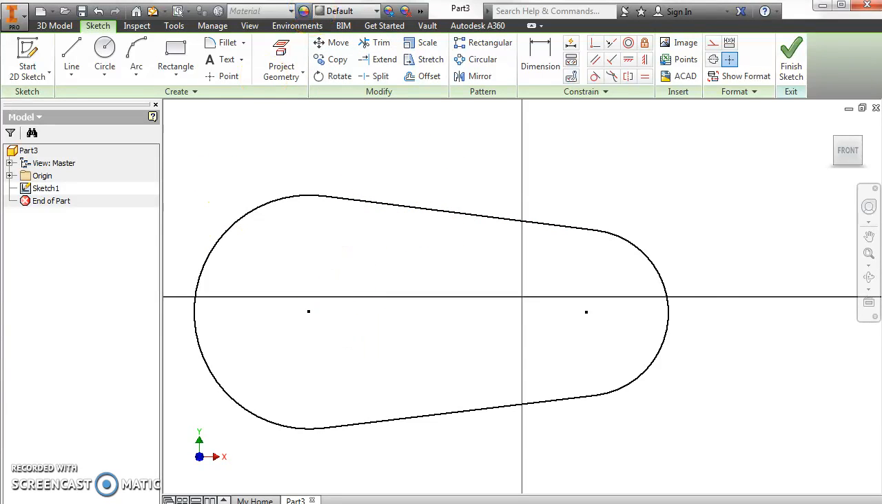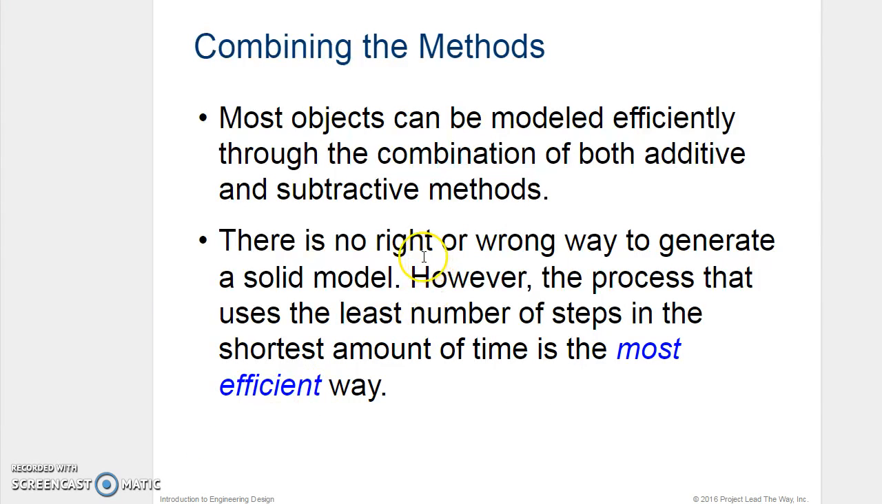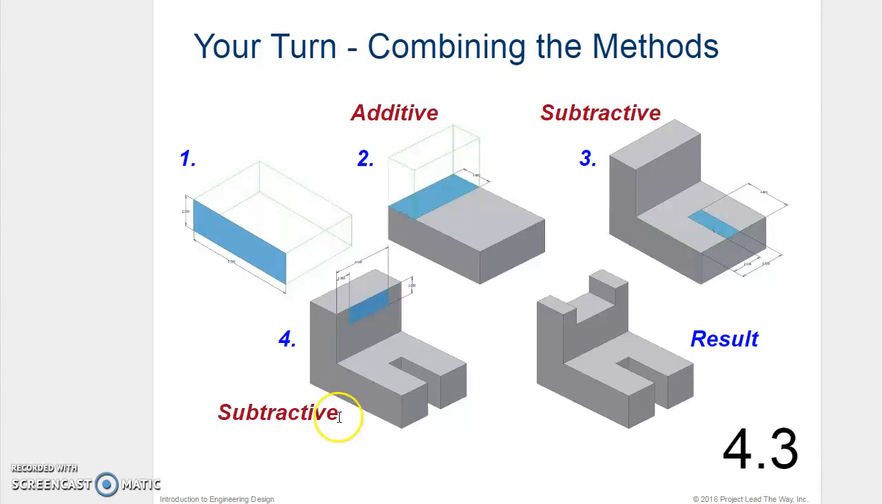All right. The last thing that we want to talk about is the idea of combining the methods. Yesterday I may have given you the impression that you always want to start with a solid and then just add to it and add to it and add to it. The most efficient way is really to do whatever is necessary, both additive and subtractive, that gets the job done. You want to do it as quickly and as efficiently as possible.